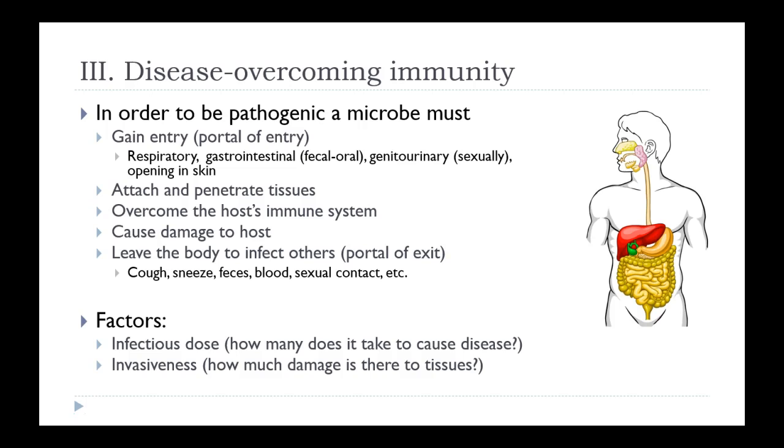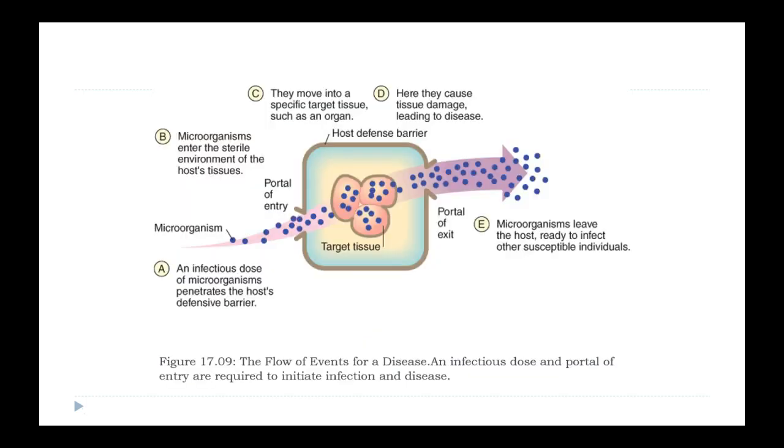Invasiveness means how much damage do they actually do. So some diseases aren't as invasive as others, but certainly some that maybe you'll look at in the future are very invasive. Maybe we'll look at the flesh-eating bacteria, and those do a lot of damage, and a lot of times irreversible damage in that case. So this figure here just kind of illustrates that there has to be a certain dose in the first place that gets past the host defensive barriers. They have to get into the host tissues and then damage that tissue as well, and then leave and pass on to something else most likely.